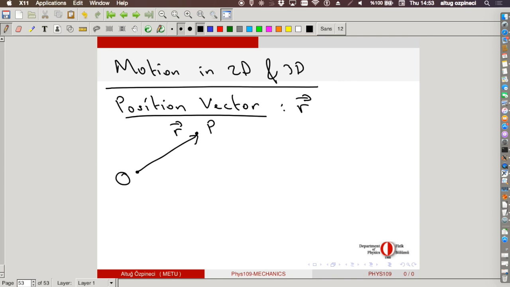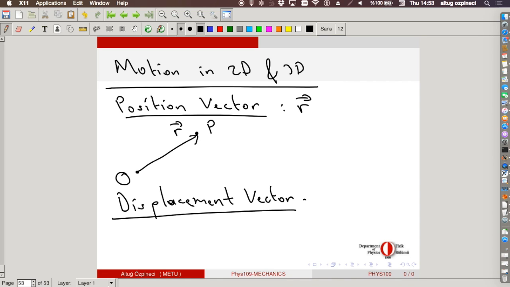Then the position might be changing in time. Then we will be talking about the displacement. That is delta R. Well, I think your book uses this notation, the small delta.